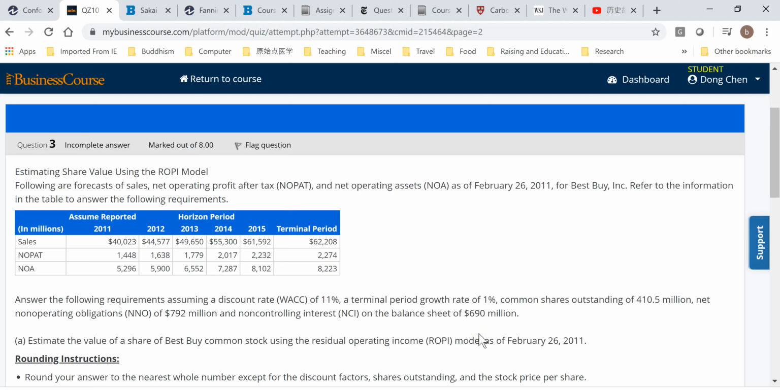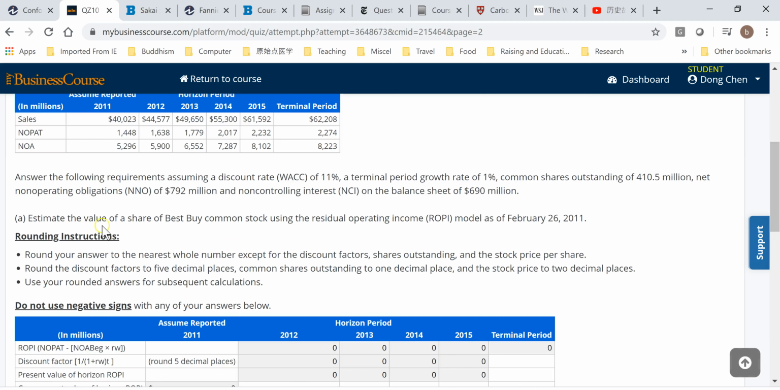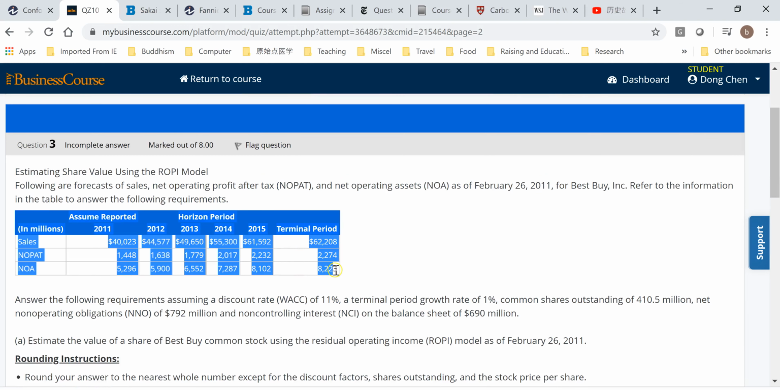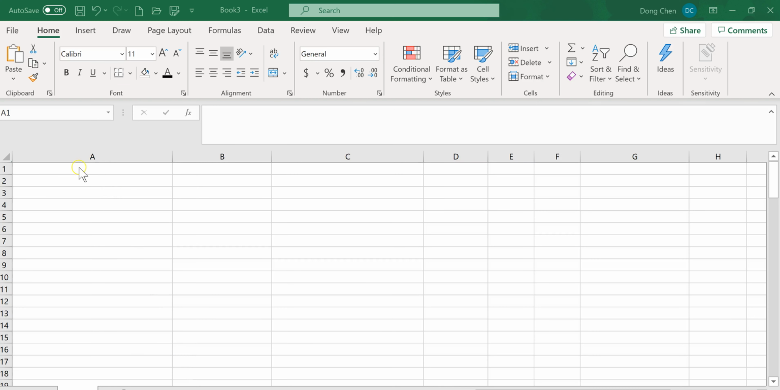This is question number 3 on quiz 10 for module 14. Here we are provided with sales, NOPAT, and NOA for both the horizon period and the terminal period. It asks us to estimate the value of a share of Best Buy common stock using the residual operating income model as of this date. So we just copy this table to our worksheet.